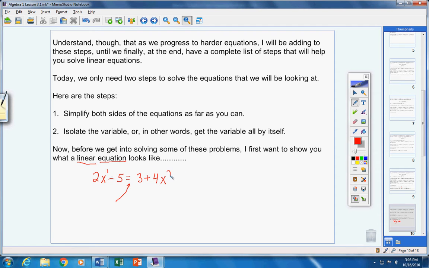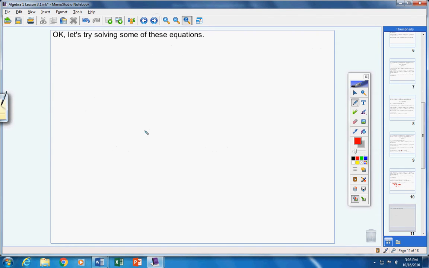If you have a 2 right here, this would not be a linear equation, okay? This would not be a linear equation. All of your variables must have a power of 1. So if there's no number there, you can put a 1 in, the same thing, okay? That's a linear equation. So I hope that makes sense. You need to know that, okay? So if I rambled a little bit there, I'm sorry. If you want to take notes on that, that's up to you, but that is what you need for a linear equation. Now, this video is not going to be that long today. Let's try solving some of these equations, okay?